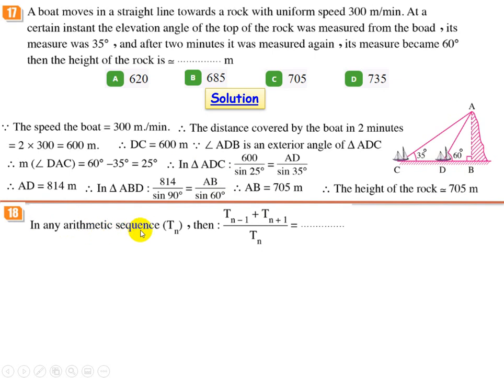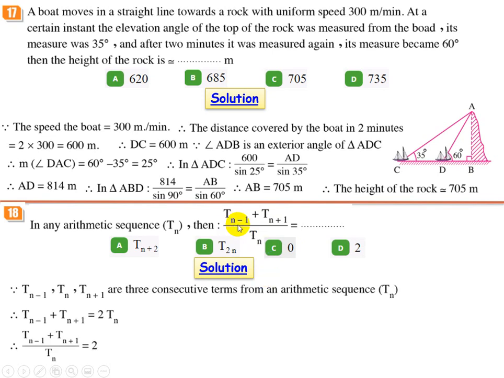In any arithmetic sequence, Tn minus 1 plus Tn plus 1 over Tn equals what? You know that Tn minus 1, Tn, and Tn plus 1 are three consecutive terms from an arithmetic sequence. So Tn is the arithmetic mean between Tn minus 1 and Tn plus 1. So their sum, Tn minus 1 plus Tn plus 1, equals 2 Tn. Divide both sides by Tn, so Tn minus 1 plus Tn plus 1 over Tn equals 2.